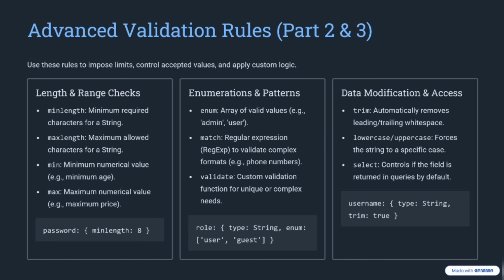And here we have minlength and maxlength, which check the length, enum for a set of allowed values, and trim removes the white spaces. Match is for regex validation, min and max are the numeric limits, and lowercase and uppercase validate the case.